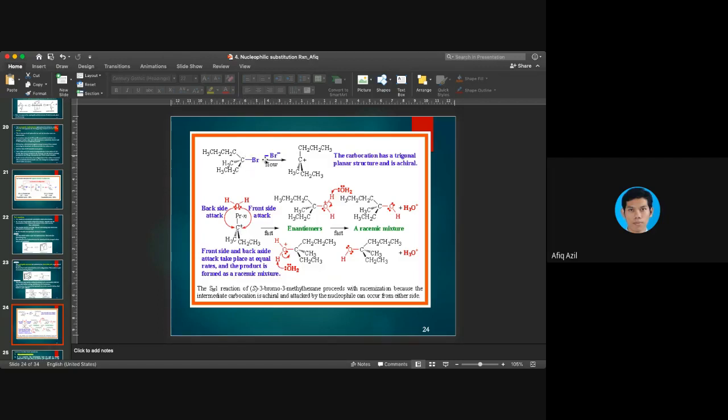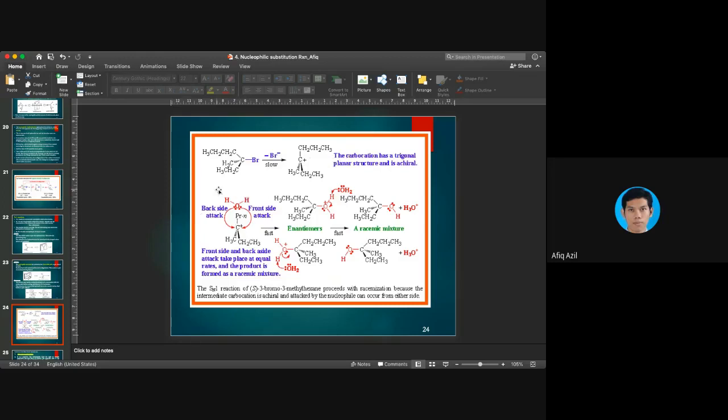So first, the halide will go out from the alkyl halide. That means the bond between C and Br will be broken. Okay, so this is heterolytic fission. Br will go out to become Br minus. This carbon will become positively charged. So this is a carbocation. Okay, and the carbocation has a trigonal planar structure. Trigonal planar. Okay, in one plane. Okay, then once you have this carbocation, step 1, okay, step 2 can happen.